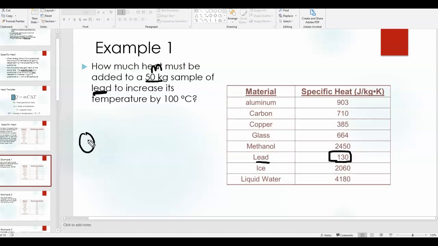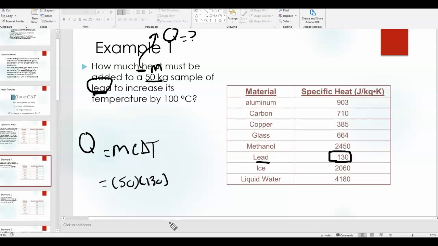Now when I go to plug into my equation, the question is asking how much heat. Heat is Q, so I'm looking for Q. I'm given the mass is 50. The value of C I use based off of the material, because it's lead, I'm doing 130. So I'm going to do 50 times 130 times the change in temperature.